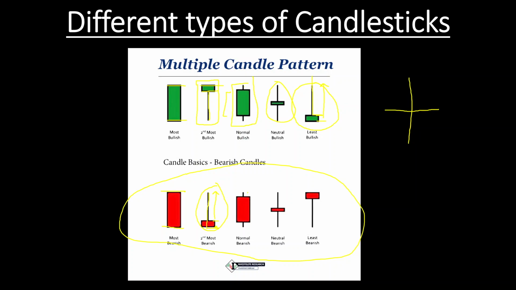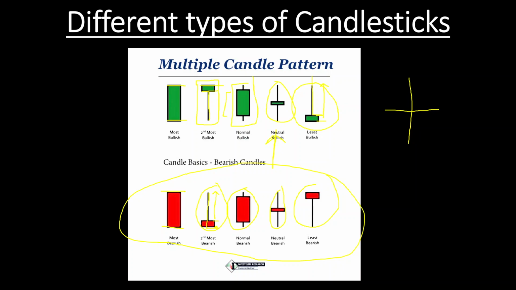This candle right here is just your basic bearish candle, two wicks at the top, large body. Here we're back to the indecision. It's pretty much the same as this one right here. It shows indecision in the market. We don't really know whether buyers or sellers are really in control. And this one is the least bearish.